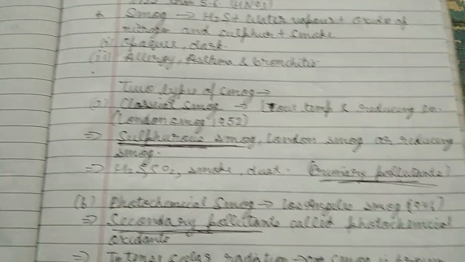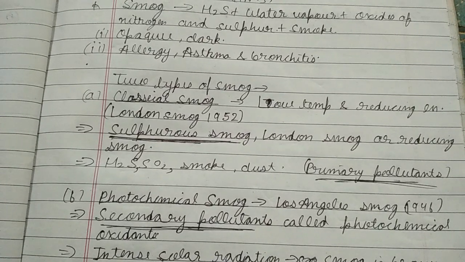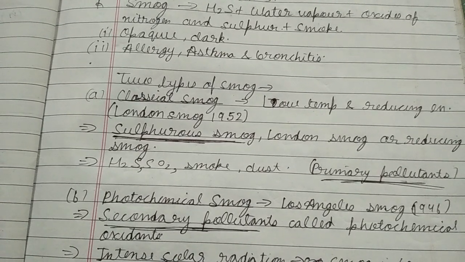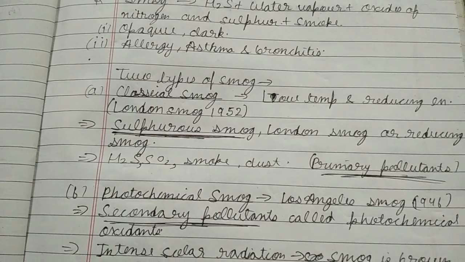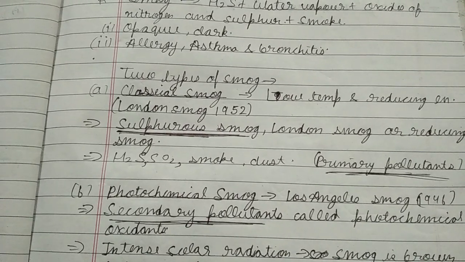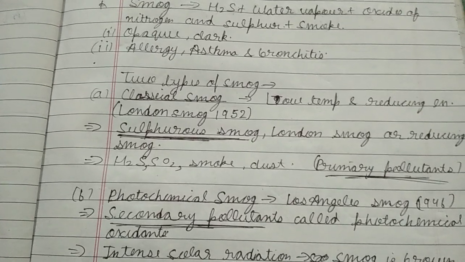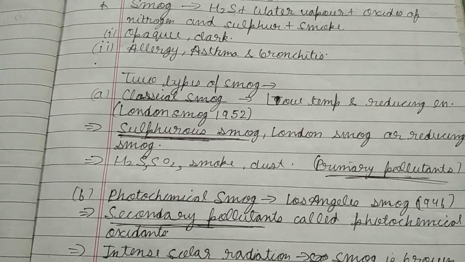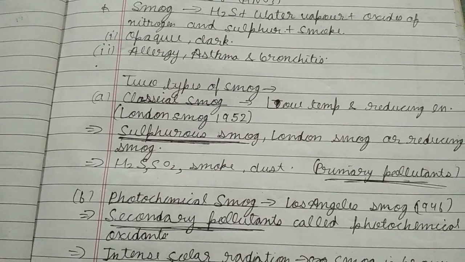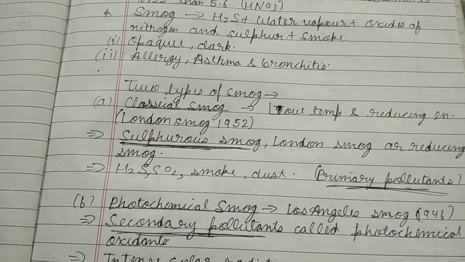First, classical smog. Classical smog is also called London smog, sulfurous smog, or reducing smog. And it gets formed in the presence of low temperature and a reducing environment. It consists of H2S, SO2, smoke and dust. Two main points I have mentioned here. One is it is sulfurous smog and it consists of primary pollutants. So these are the two important points of classical smog: it consists of primary pollutants like H2S, SO2, and it is also called sulfurous smog, and it is reducing in nature.